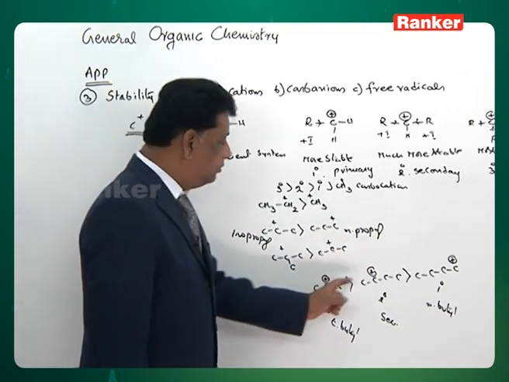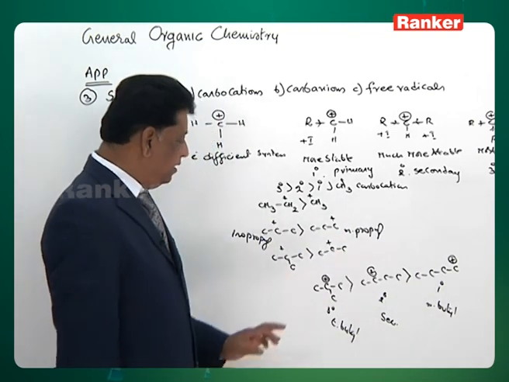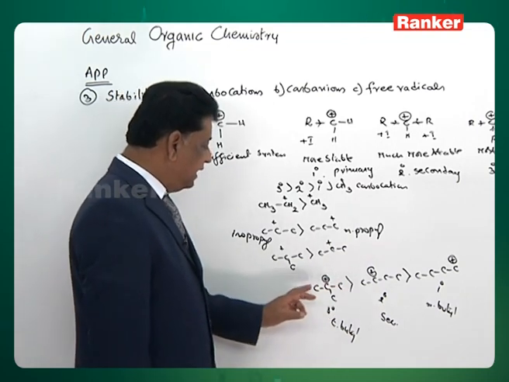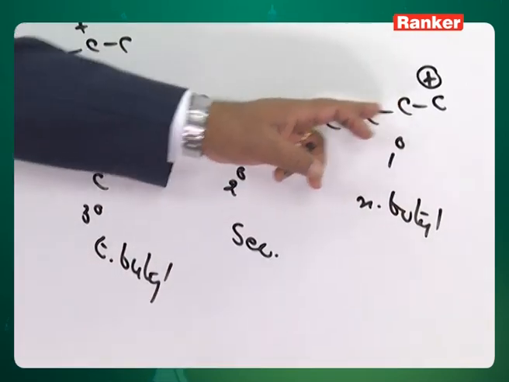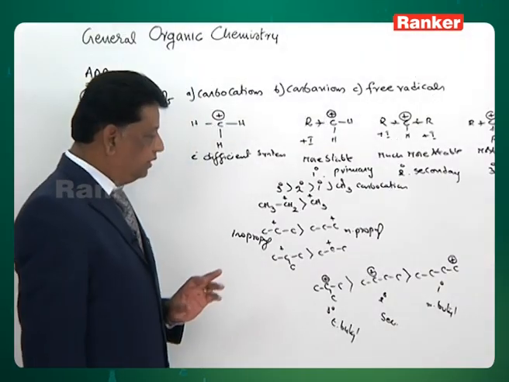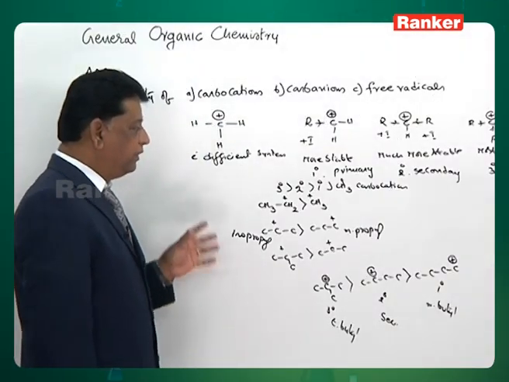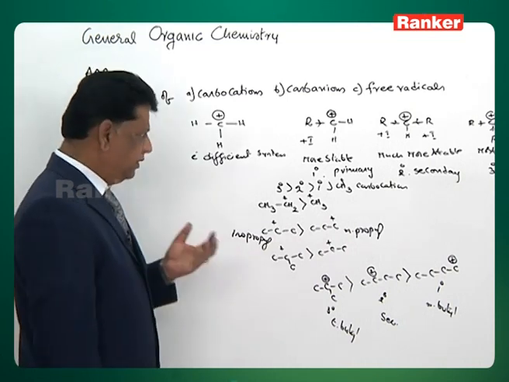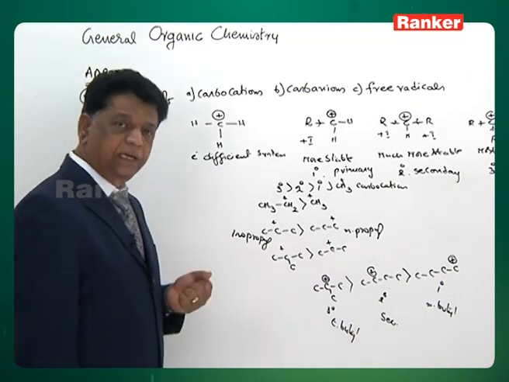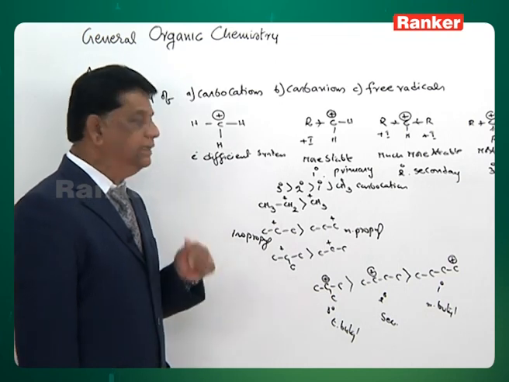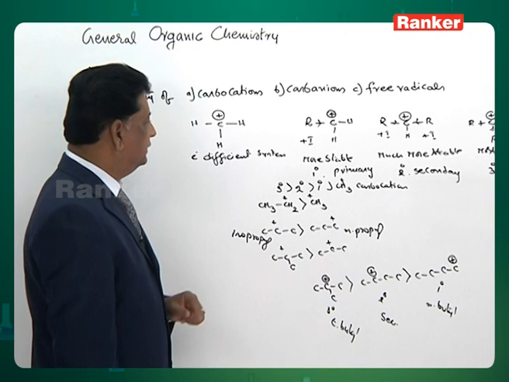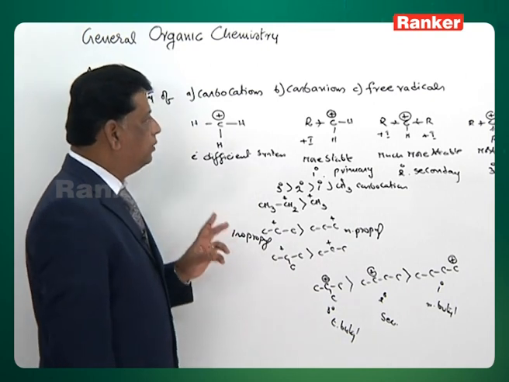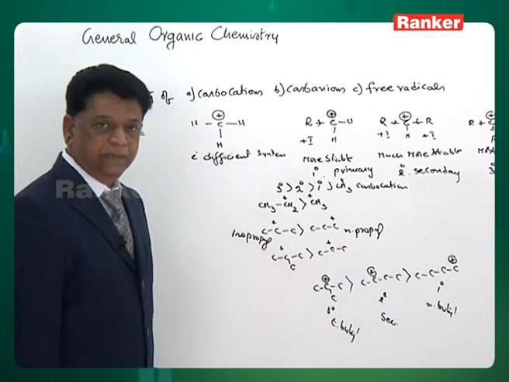In all the systems 4 carbons are there, but the carbocation is attached directly with 3 alkyl groups, 2 alkyl groups, only 1 alkyl, isn't it? So therefore the more the number of alkyl groups attached, the more it is stabilized. In fact, if minus I groups are there, carbocations are destabilized. So the carbocation stability will be like this. The more the alkyl groups attached, the more the stability.